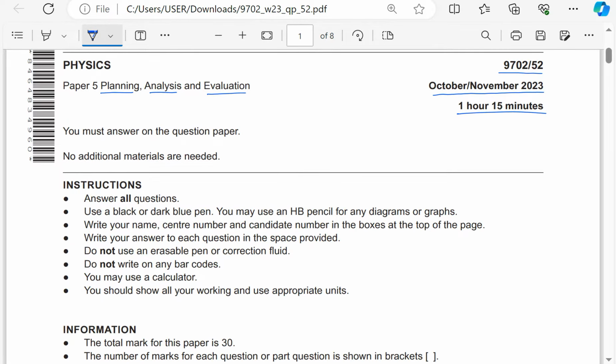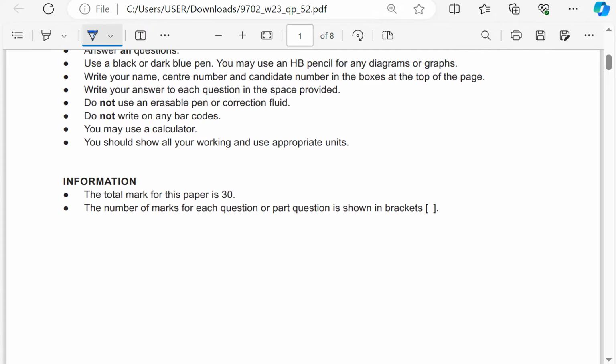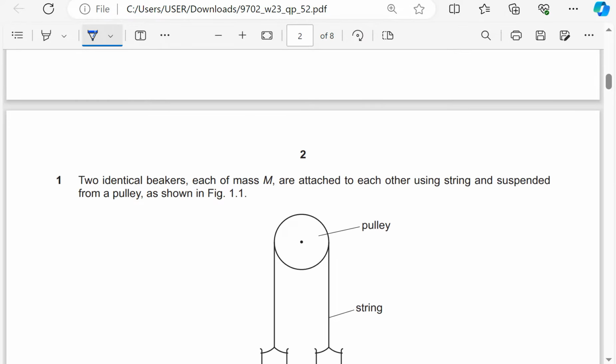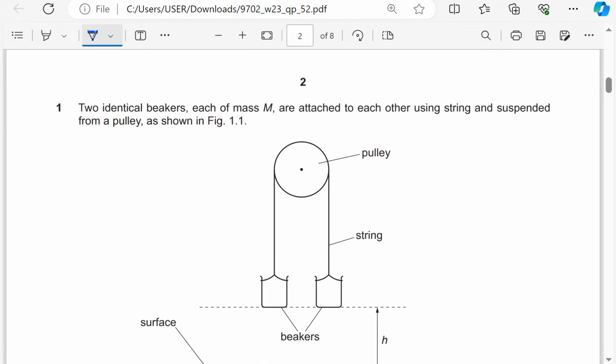I think you're familiar with all these instructions. The total mark for this paper is 30. This paper is very important for those who are doing A-level exams. This paper is very, very important. You need to get at least 18 out of 30 to be able to maintain an A star if you're aiming at an A star.